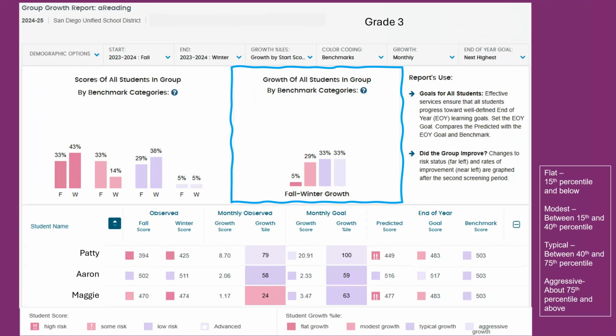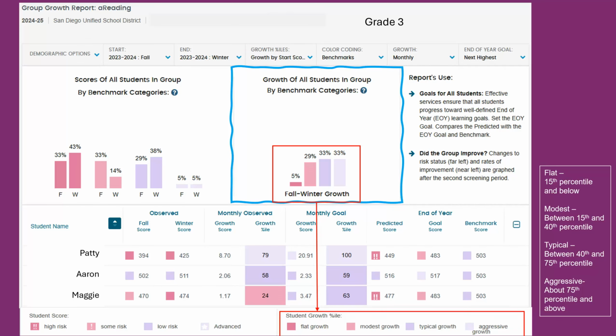Finally, this chart shows the growth of all students, using the growth by start score filter we set earlier. This means each student's growth is compared to a nationwide sample of students at the same grade level with a similar starting score. Note that the colors in this chart correspond to the student growth percentile legend below.